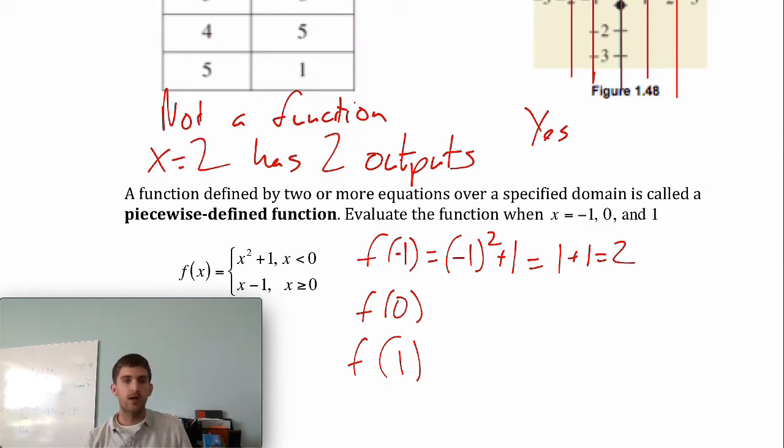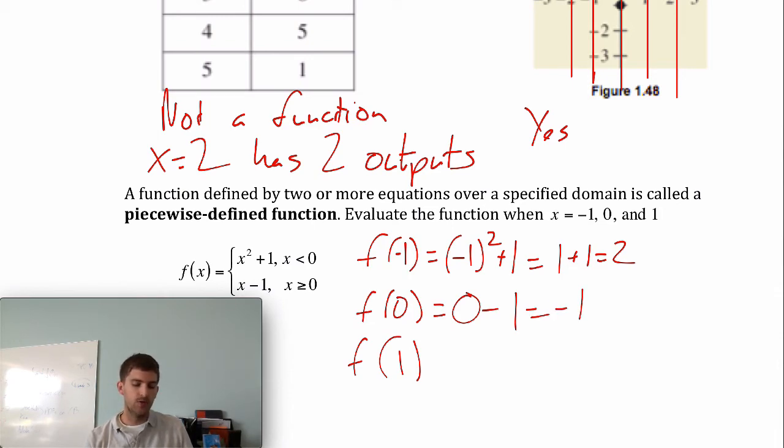For the second one, x equals 0, we're plugging that in. We have to look: is x less than 0? No. Is x greater than or equal to 0? Yes, 0 is greater than or equal to 0. So we're going to plug into the second one. We have 0 minus 1, which gives us a grand total of -1.